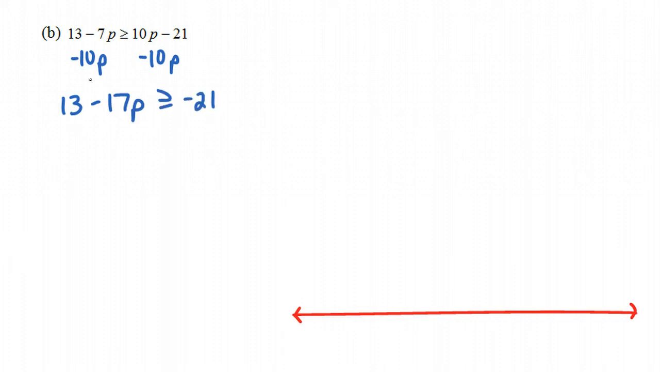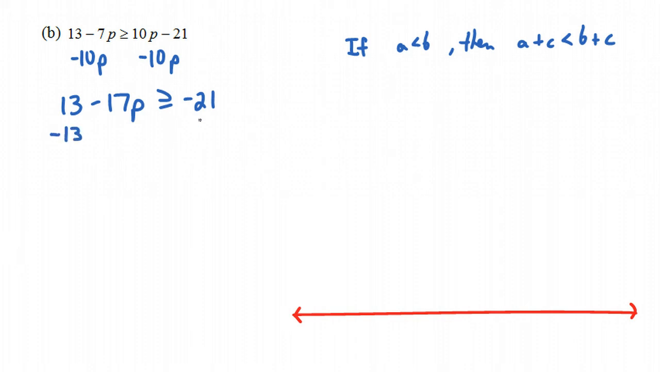Now, subtracting, why can we subtract? Well, remember, we had something that said if a is less than b, then a plus c is less than b plus c. Why is it okay to subtract? Well, subtracting is just like adding a negative number. So subtracting 10p is like adding a negative 10p. So you can subtract the same thing from both sides. Now, again, let's subtract 13 from both sides. And what we end up with is negative 17p is greater than or equal to negative 34.